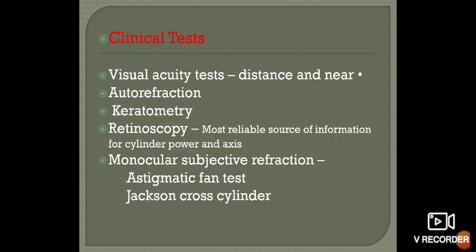Remember. Tests: there are different types of tests that can be done. Visual acuity testing for distant and near, autorefraction, keratometry, retinoscopy, monocular subjective refraction, that is astigmatic fan test, Jackson cross cylinder. All these are the tests that are done to find the axis of astigmatism.